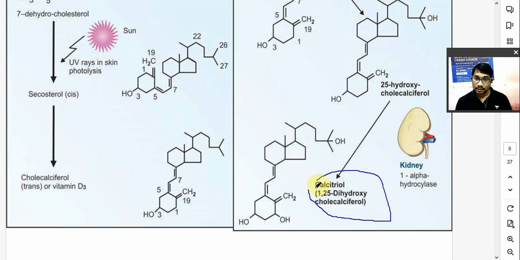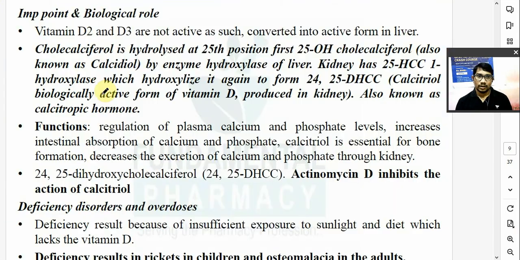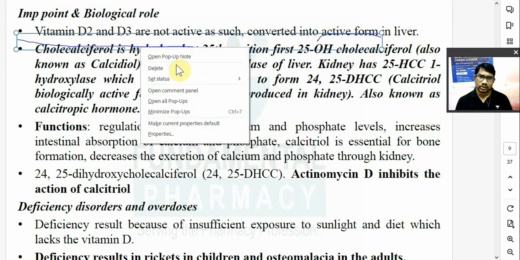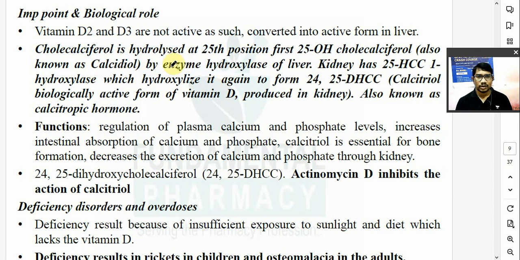liver. So cholecalciferol is hydroxylated at the 25 position. So first 25-hydroxycholecalciferol is formed. What is formed in the liver? From cholecalciferol, 25-hydroxycholecalciferol. What do we call 25-hydroxycholecalciferol? Calcidiol, known as vitamin D2. Calcidiol is also not the active form. Who does this? Cholecalciferol is converted to 25-hydroxycholecalciferol by the enzyme hydroxylase, cholecalciferol hydroxylase, in the liver.